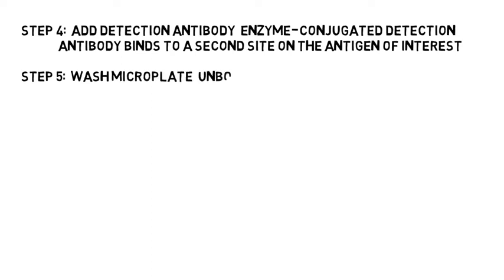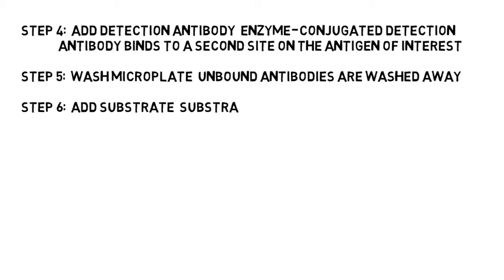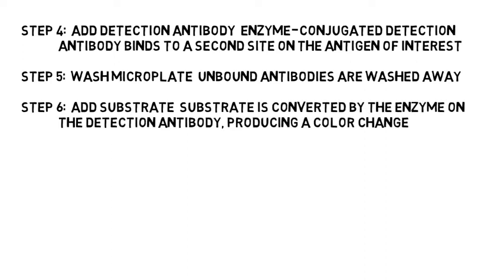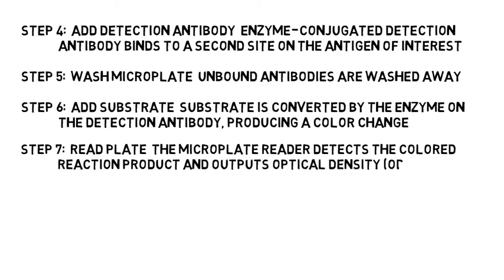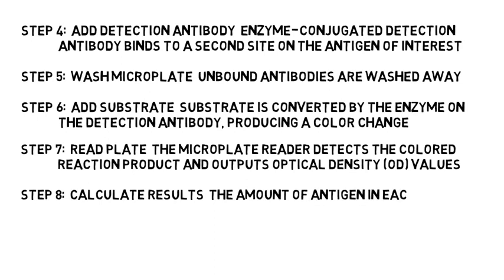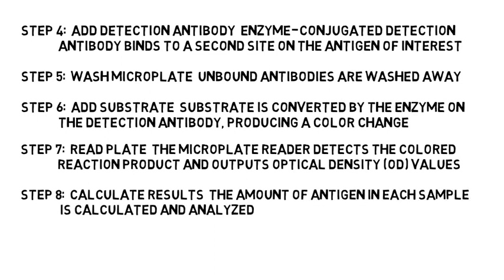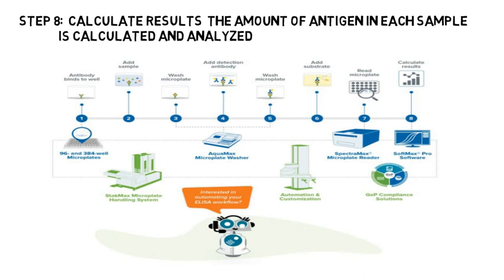Wash the microplate so that unbound antibodies are washed away. Now add substrate. Substrate is converted by the enzyme on the detection antibody, producing a color change. Read the plate. The plate reader detects the color reaction product and outputs optical density values. In the last step, calculate the result. The amount of antigen in each sample is calculated and analyzed.